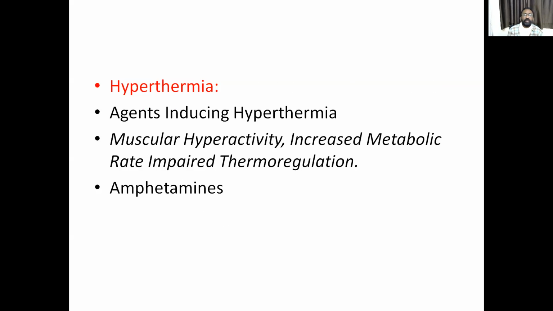And hyperthermia. If the patient is suffering from hyperthermia, some drugs and toxic substances like amphetamines, and some muscular hyperactivity, produce hyperthermia.